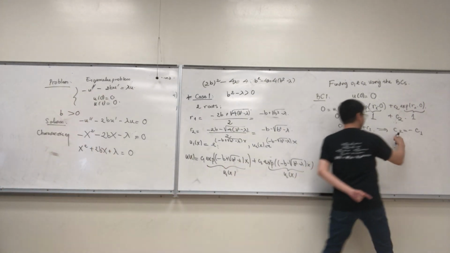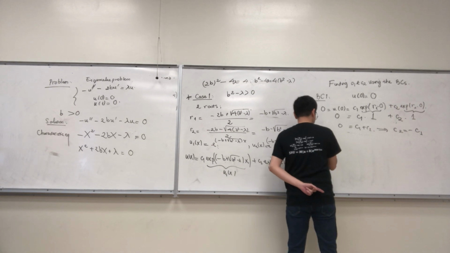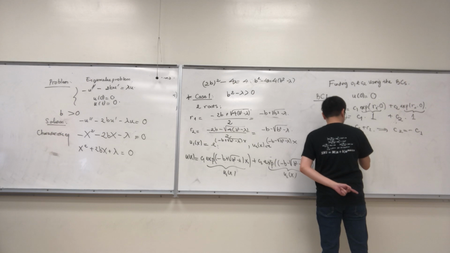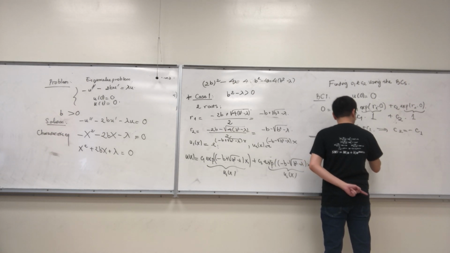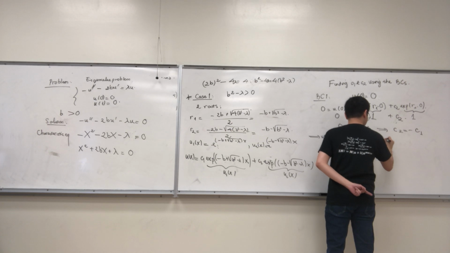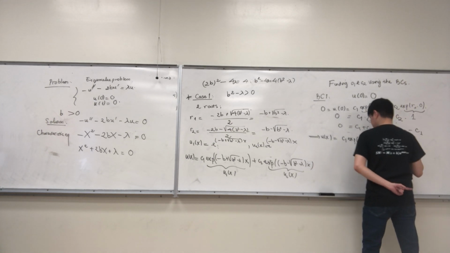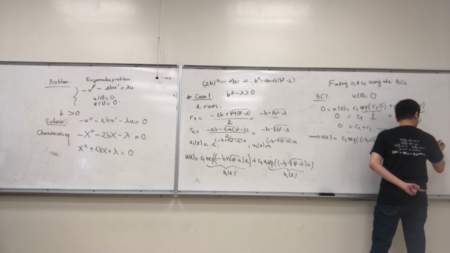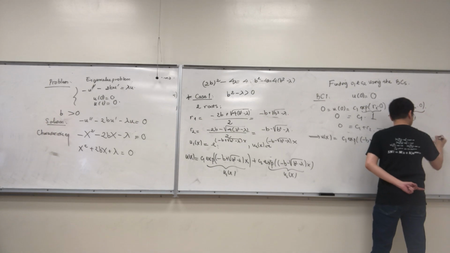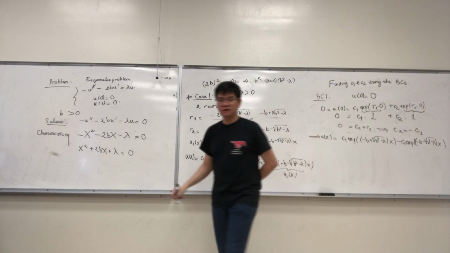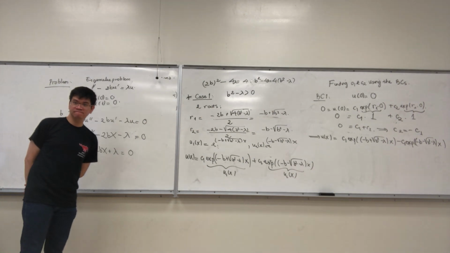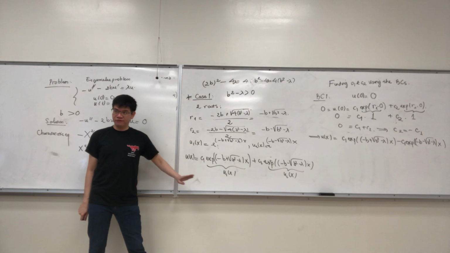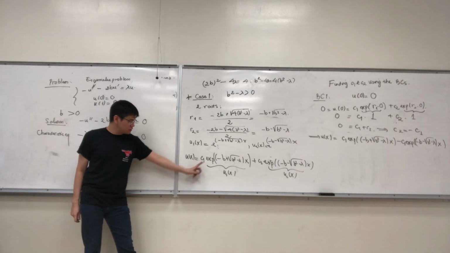So, because c2 is minus c1, u(x) will be c1 exponential of minus b plus square root of b squared minus lambda x, minus c1 exponential of minus b minus square root of b squared minus lambda x. Alright? It's good? Questions?